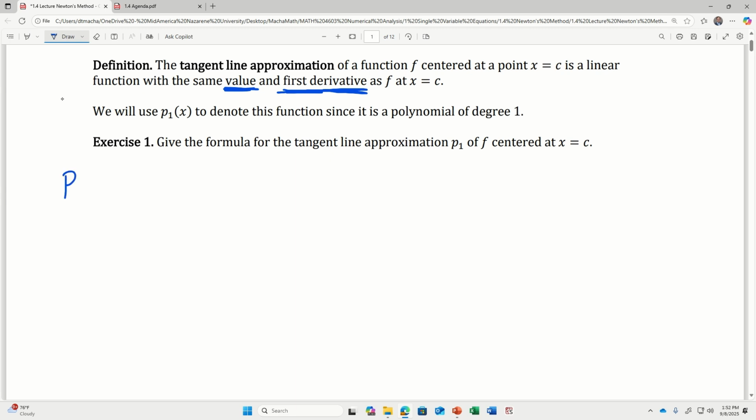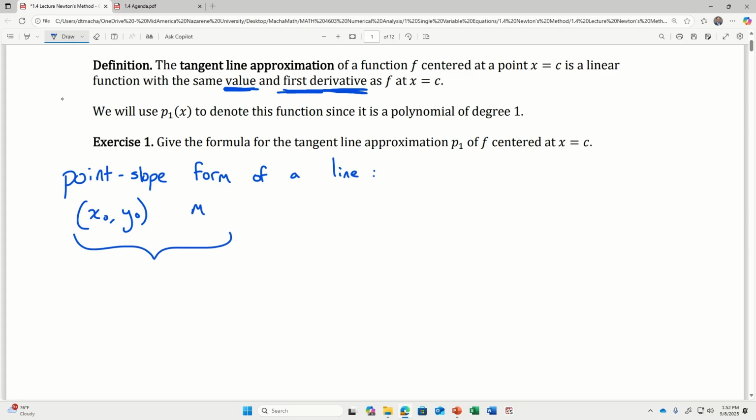We're going to start with something you learned way back in the day in algebra 1: the point slope form of a line. It says that if I know one point that belongs to my line, and I know the slope of the line, then I write the line as y minus y naught equals m times x minus x naught. That gives me a line in the plane with that slope and including that point.